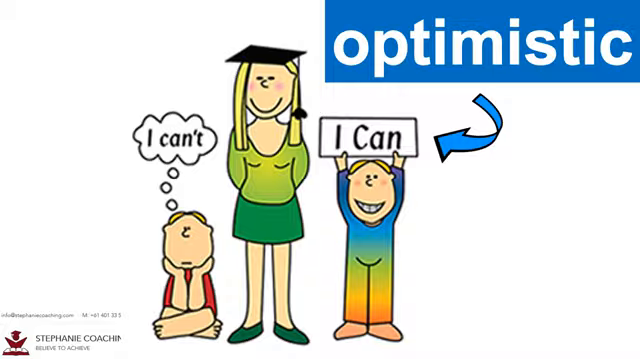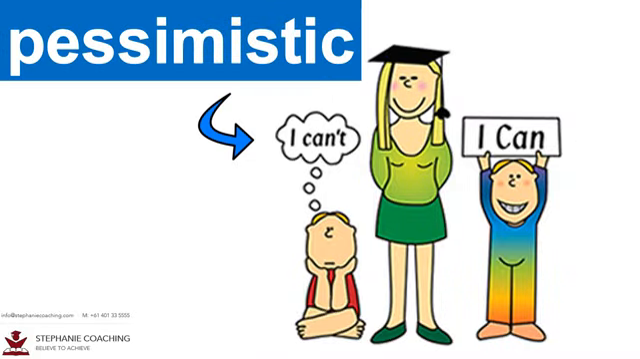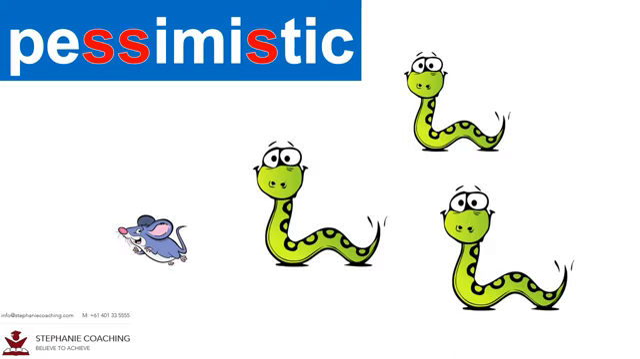Word number 18 is pessimistic. Pessimistic is opposite to optimistic. It means feeling negative or doubtful. There are 3 S's in pessimistic. Remember the spelling by the 3 sad snakes are feeling pessimistic after losing their prey 3 times.